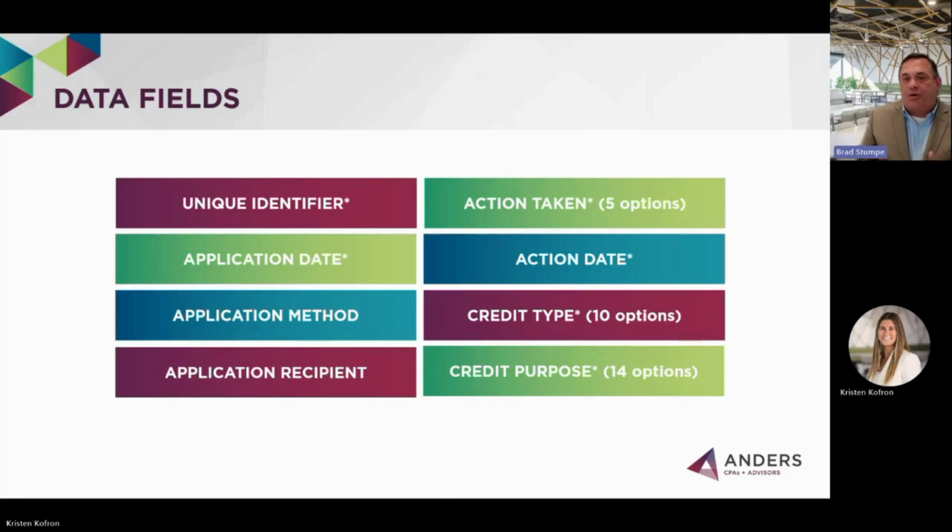Look to credit type and purpose at the bottom right of this slide. These are 2 fields that are applicant provided and each have 10 or more codes that can be reported. So your data collection procedures have to be reasonably designed to gather enough information to determine which of those codes is appropriate.